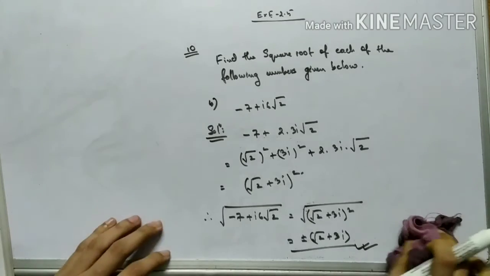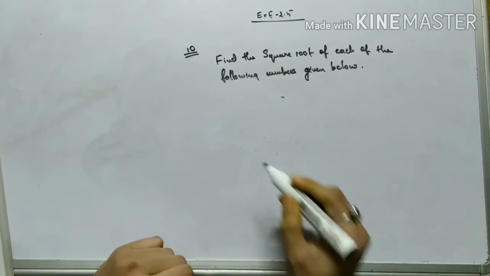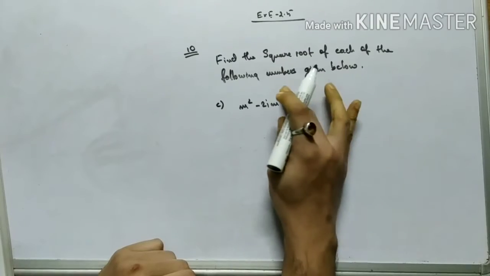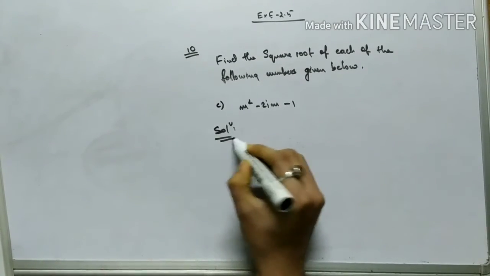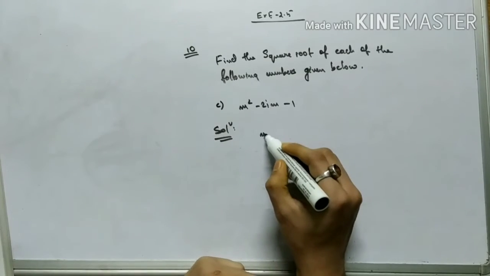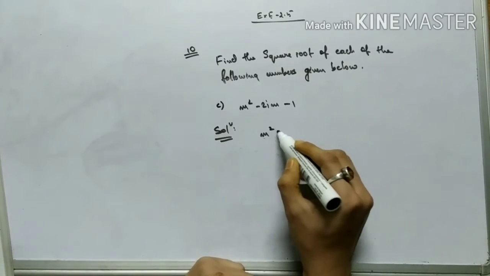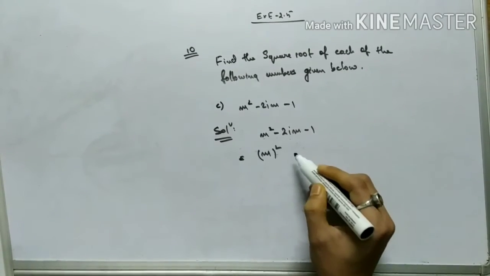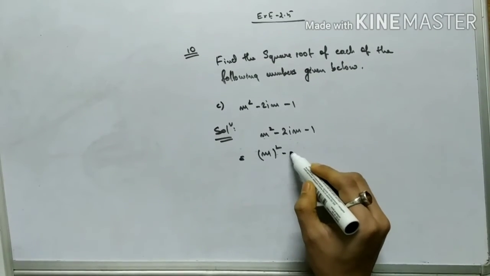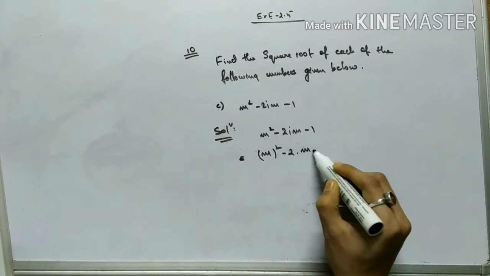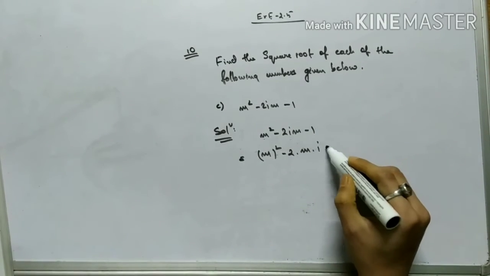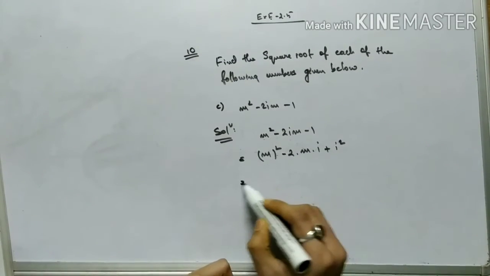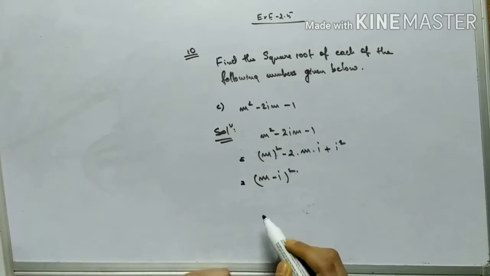So next again, you see number C, m square minus twice i m minus 1. So this one in here I can write as, let me write it, m square minus twice im minus 1, m the whole square, and this will be minus 2 into m into i, plus i square, because i square is minus 1. So therefore this is m minus i the whole square.